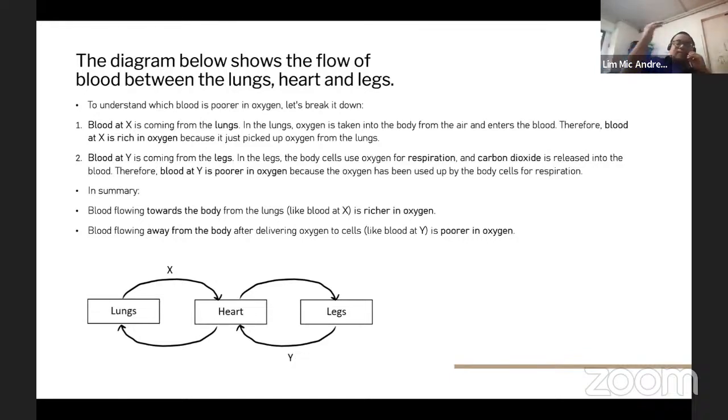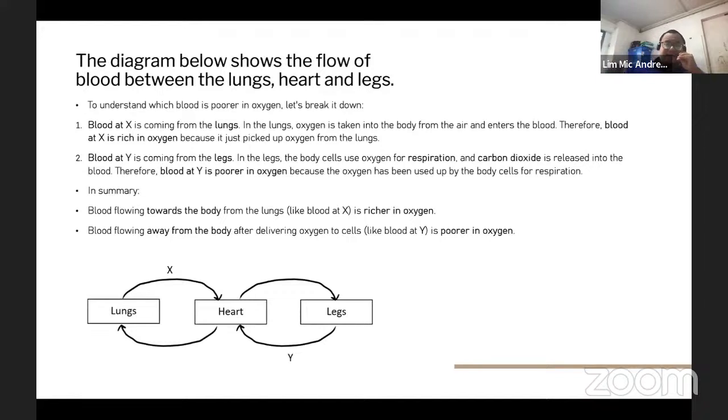So let's look at this diagram properly now. Blood at X is coming from the lungs to the heart. In the lungs, oxygen from the air is taken into the blood. Therefore, this is the first stop, which means that this arrow X is in fact rich in oxygen, because it has just picked up oxygen from the lungs. It has not been used yet.